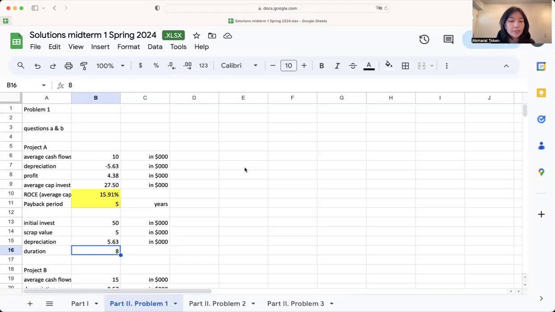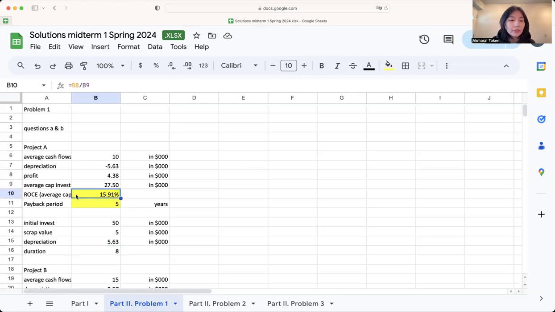So for the part 2, problem 1 question, we had 3 different projects, and using different approaches, you had to select the best project. So for the questions A and B, the task was to calculate the return on capital employed and the payback period.